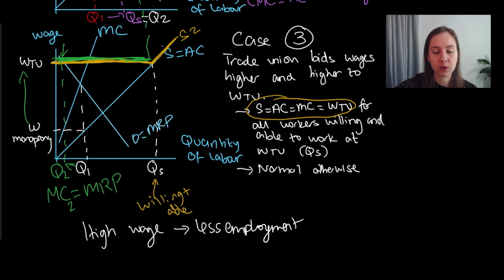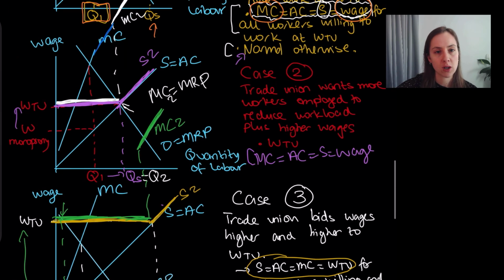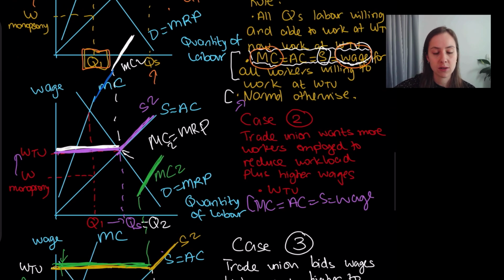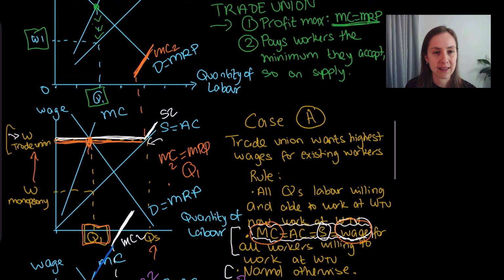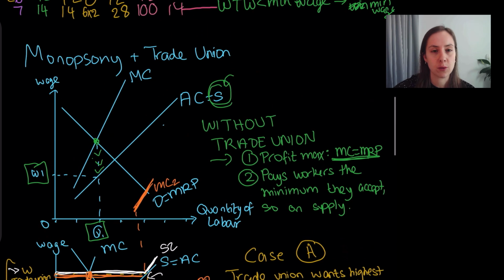It kind of depends what the problems are in the monopsony. If they feel it's more of an overwork problem, they might go for more of a case 2 solution. And if they just feel that it's all about the wages and the trade union only cares about its workers, it could maybe go for a case A. And again, left without a trade union, a monopsony will pay workers W1 and hire Q1 people, which is a lower wage and lower employment than what would be possible if a trade union had joined the market.